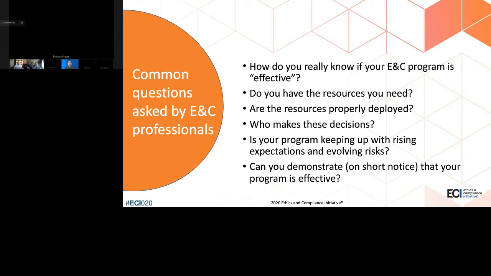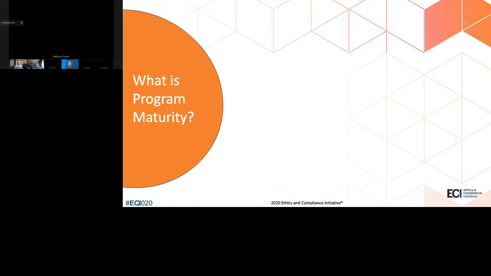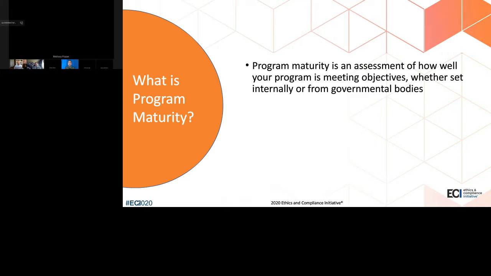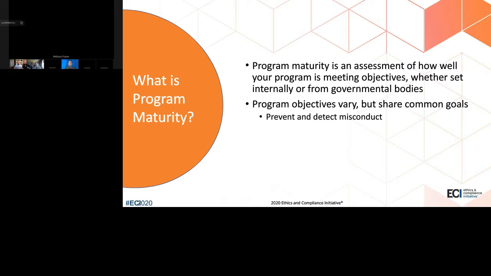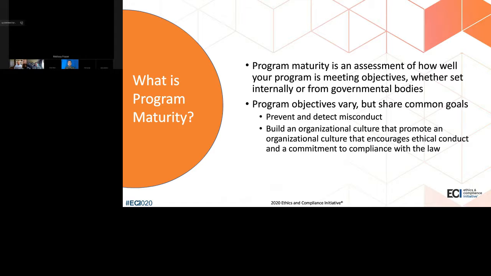And so we thought, how does program maturity fit in? So first of all, what do we mean by program maturity? Program maturity is simply an assessment of how well your ethics and compliance program is working, how well it's meeting objectives, and whether those objectives are set internally or externally. Now, program objectives, of course, will vary from one organization to another, but they all share common goals to prevent and detect misconduct and to build an organizational culture that encourages ethical conduct and commitment to compliance with the law. And those come from the sentencing guidelines. They're recognized by the Department of Justice.